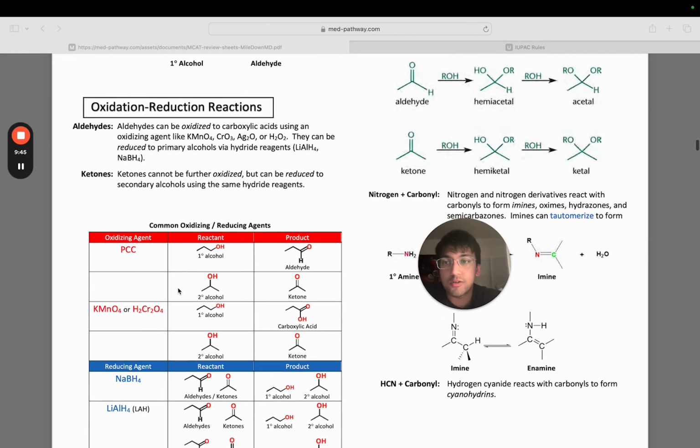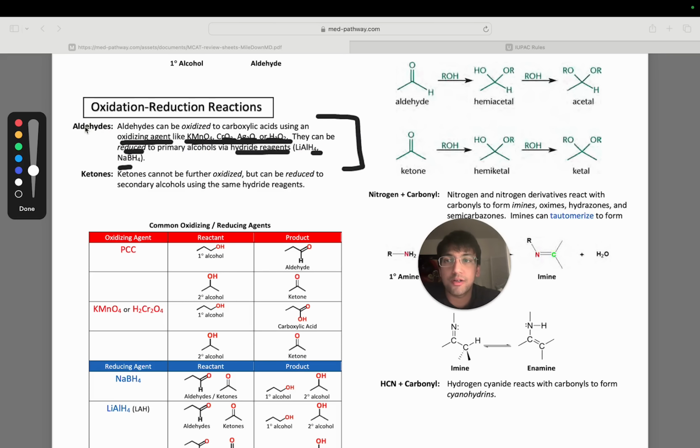Now we have oxidation and reduction reactions. Aldehydes can be oxidized to carboxylic acids, and pretty much any of the oxidizing agents can be used because these are all pretty strong. So you can use this or this or this or this, and they can be reduced to primary alcohols via hydride reagents like this or this. I memorized this when I was taking the MCAT. So just know those are the oxidizing agents and reducing agents that would help convert the aldehyde into a carboxylic acid or into a primary alcohol.